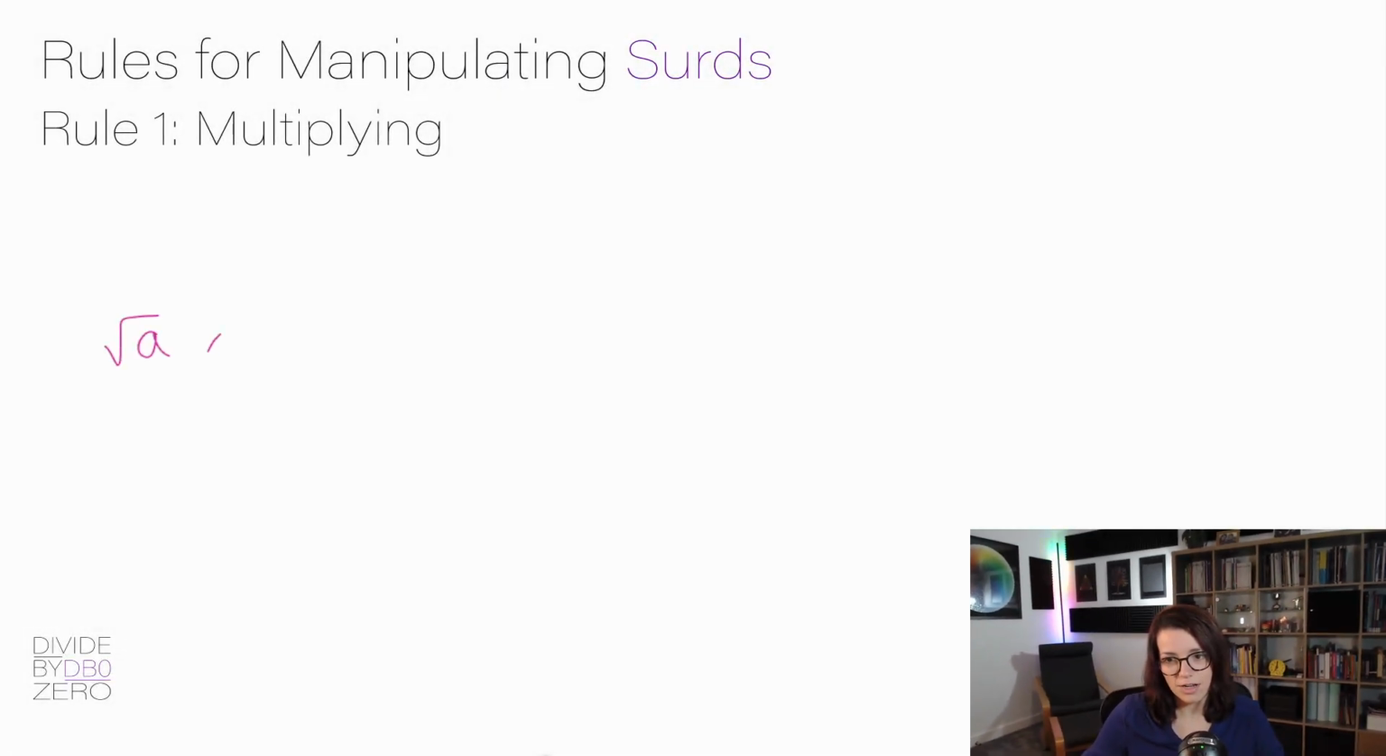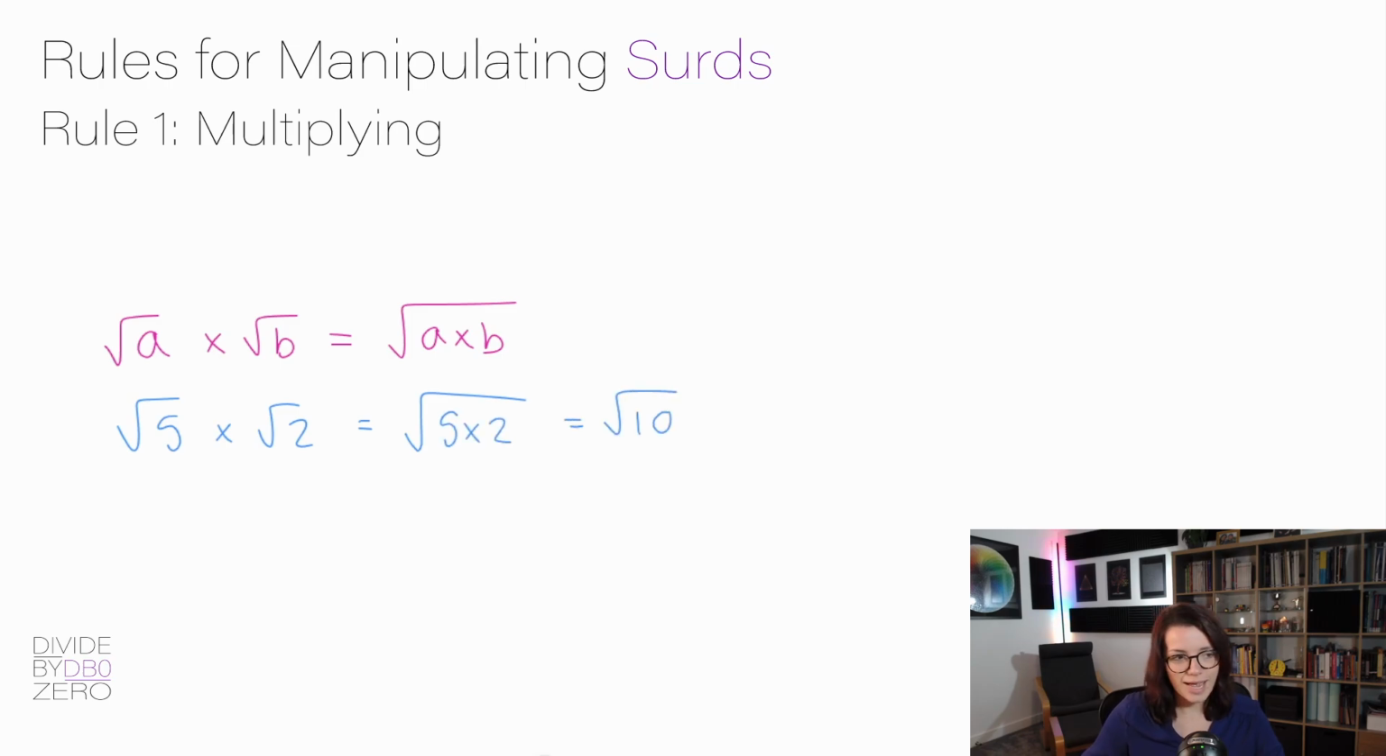So rule 1, multiplying. Keeping it generic for now, we can say that if we've got root A times root B, that's equal to just root A times B. So as an example, if we've got root 5 times root 2, that's equal to root 5 times 2, or just root 10.